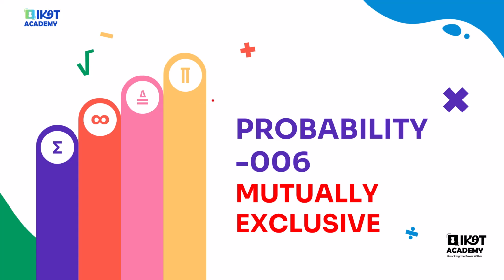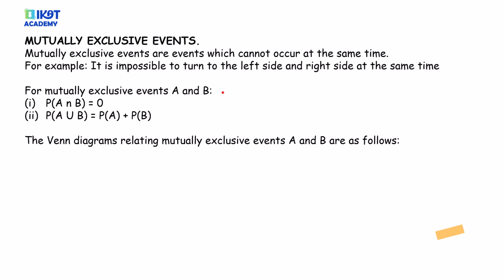Hello, so today we're going to be looking at mutually exclusive events in probability. So what are mutually exclusive events? These are events which cannot occur at the same time. For example, it's impossible to turn left and right at the same time. Of course, you can turn left and then turn right, but you can't do it at the same time.